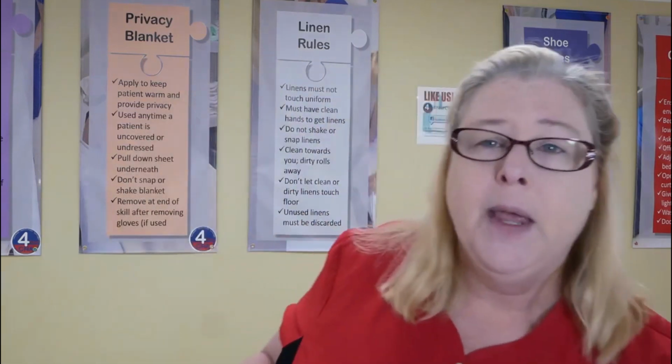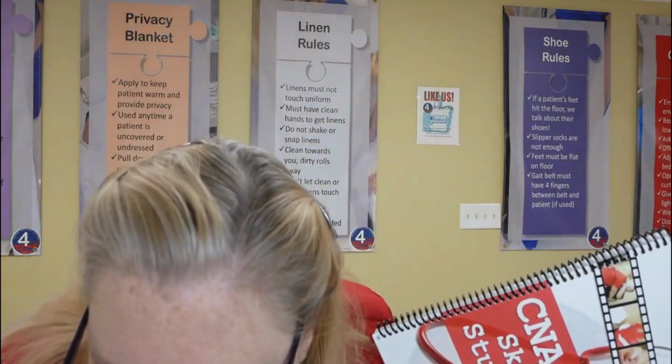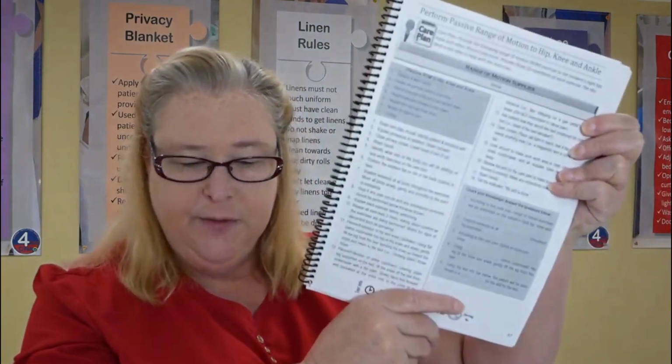So we don't know why the care plan says what it says, and frankly, we don't need to know why the care plan says what it says. Our job is simply to read that care plan and follow what it says exactly. So let's take a look at the care plan for this particular skill. Now, this is going to be found in your white skills book, the spiral book, and this is on page 57 of your book. So those of you who have your book, open up to page 57.